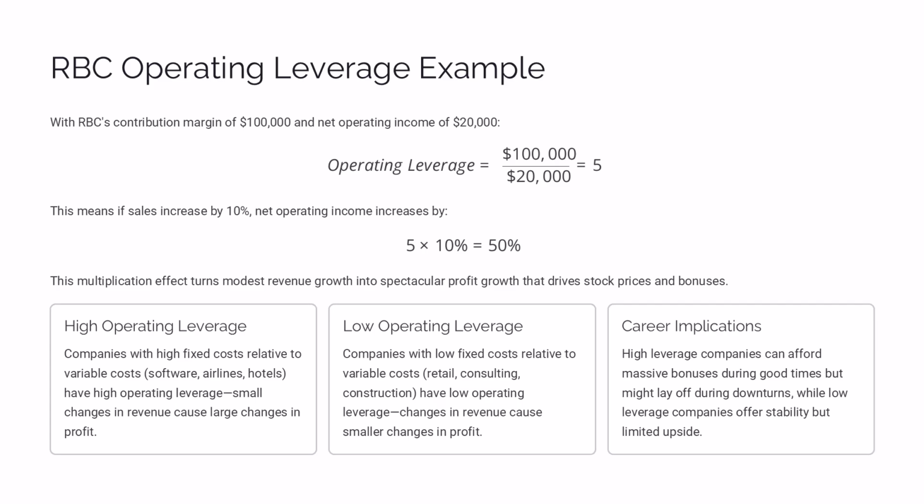When Zoom went from operating leverage of 6 to 12 during COVID, because their fixed costs stayed constant while revenue exploded, they could have maintained that leverage for massive profits, but instead wisely reduced it by hiring and investing, trading some profit multiplication for long-term stability.